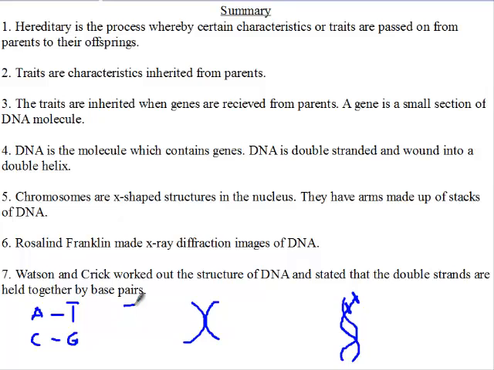So if you see T here, the other side will be an A. If you see G here, the other side on the other strand will be a C. This brings us to the end of our lesson on heredity.